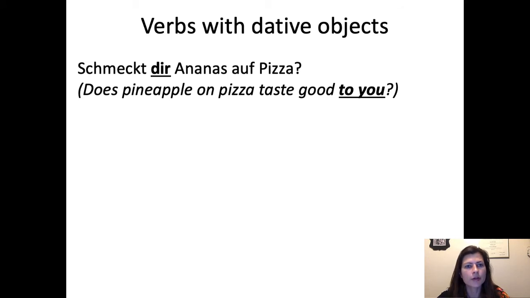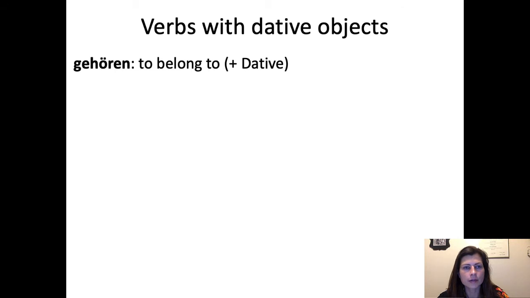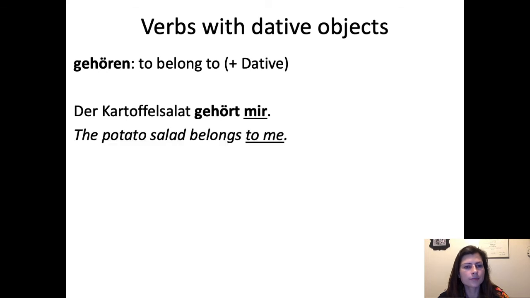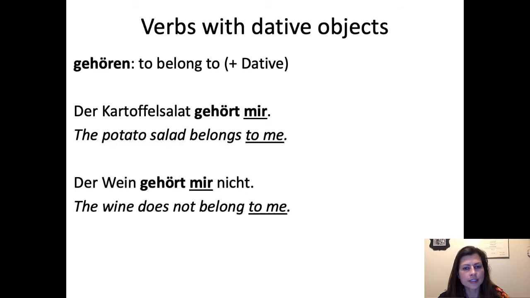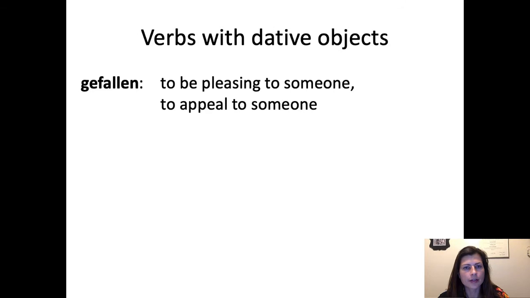Okay, and then we had some important verbs with dative objects. For example, schmeckt dir Ananas auf Pizza? So schmecken always takes that dative object. Tastes good to you. Ja, das schmeckt mir. Here we have Ananas auf Pizza. Nein, das schmeckt mir nicht. Gehören is a common one, to belong to plus the dative, right? So der Kartoffelsalat gehört mir, der Wein gehört mir nicht, die Tomaten gehören mir. So gehören plus dative.